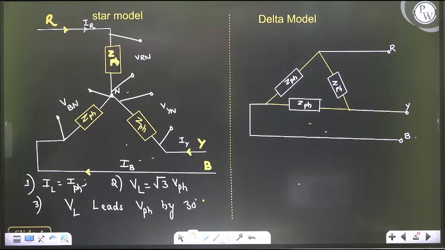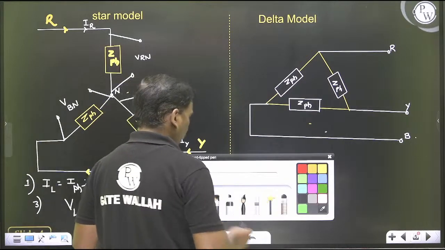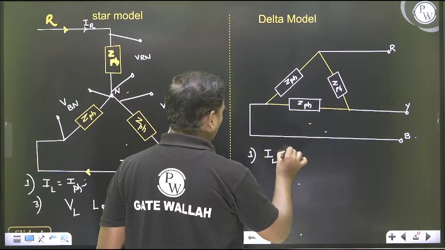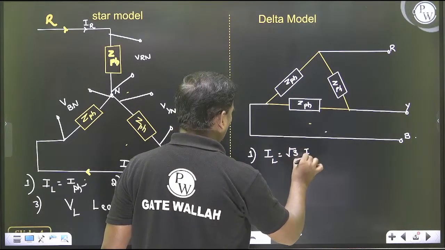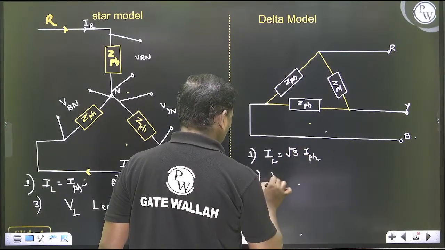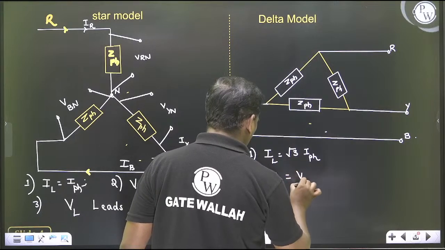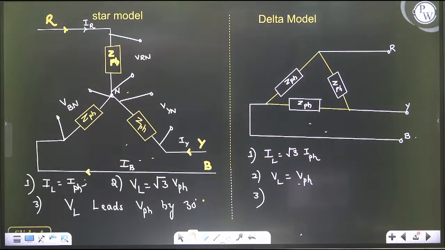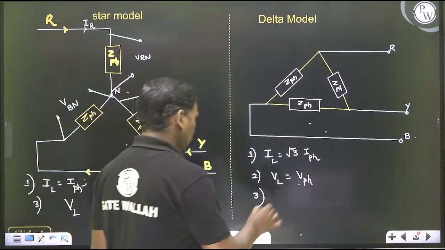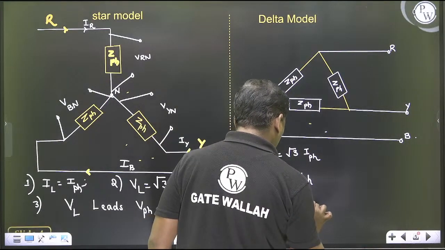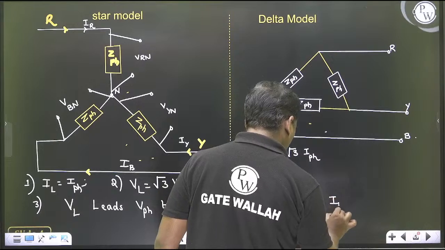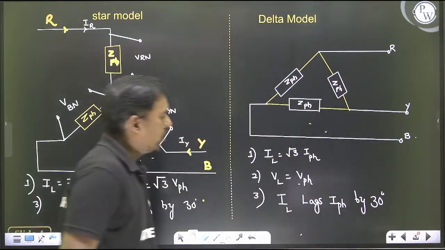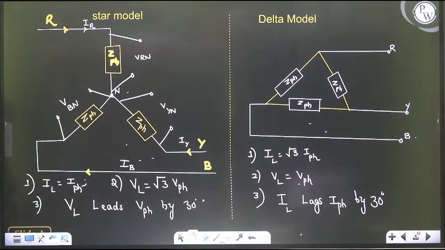The same thing if you go for delta model. In delta model, the IL is equal to √3 IPH, the VL is equal to VPH. Okay, and the IL lags IPH by 30 degrees. So we are using these models for 3 phase power measurement.